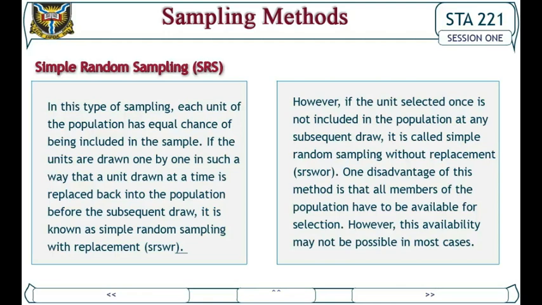SRSWOR. One disadvantage of this method is that all members of the population have to be available for selection. However, this availability may not be possible in most cases.